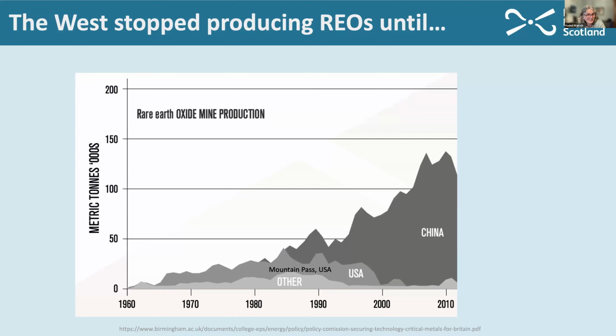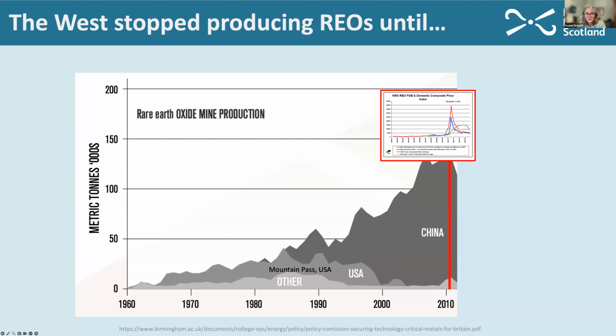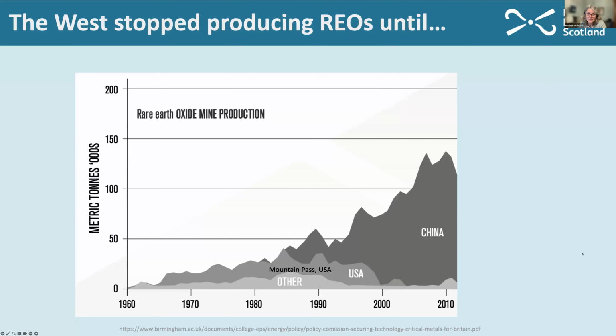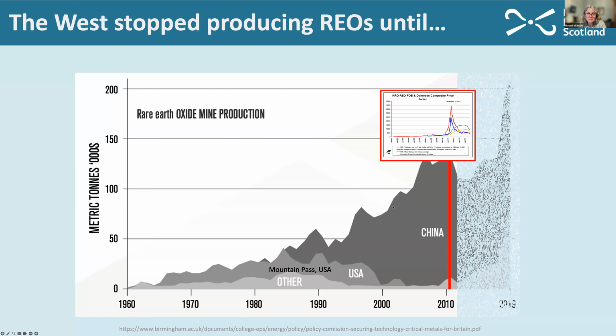But with that, they also started to put in quotas. And by 2011, there was a sudden shock. The plot at the top shows the price of rare earth oxides, and all you can see is it was very, very low, and at 2011 it shot up in price. That's because basically China turned off the supply, and the rest of the world went, oh dear, what do we do now? And you can see what's happened since then.